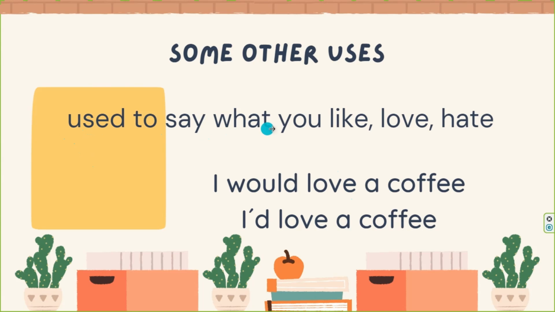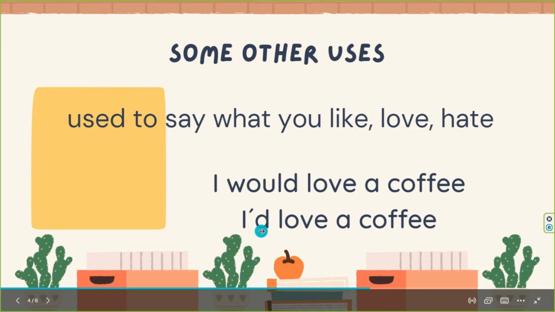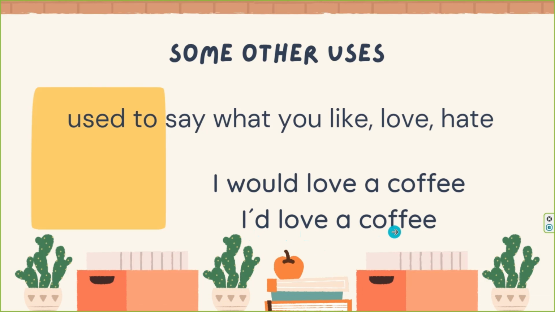It is also used to say what you like, what you love, what you hate. So you can say, I would love a coffee. Now, the word would can also be contracted into apostrophe D. I repeat, I would can also be contracted into I'd. So instead of saying I would love a coffee, you can also say I'd love a coffee.